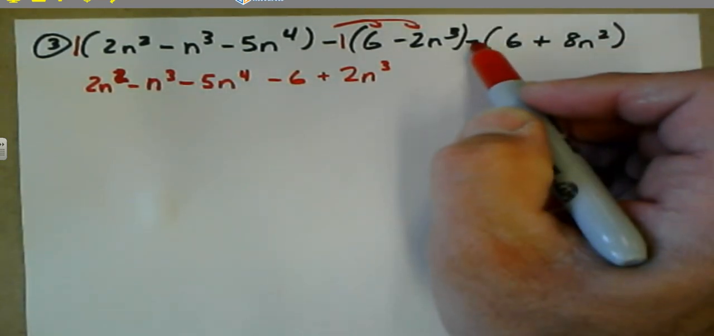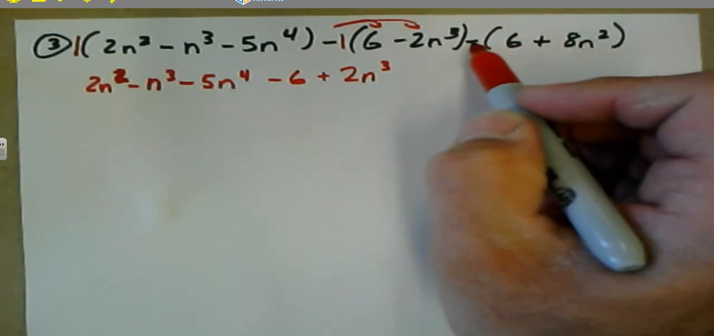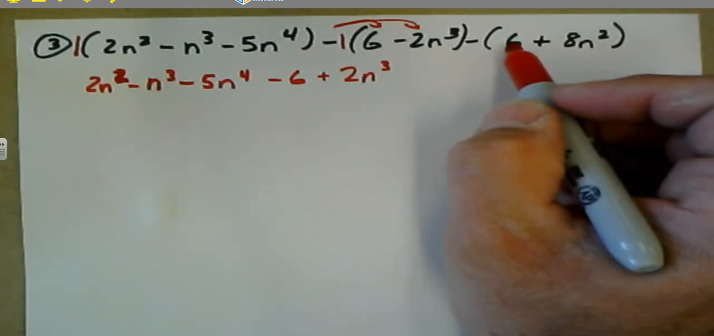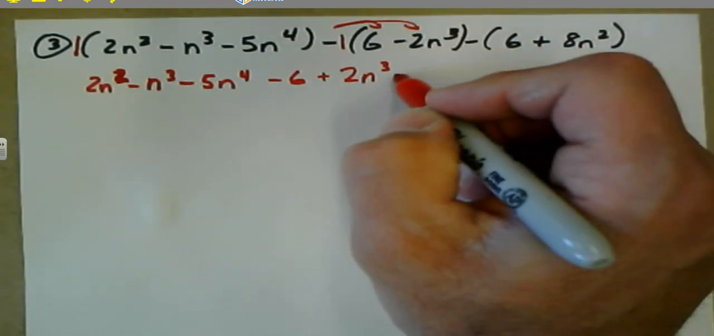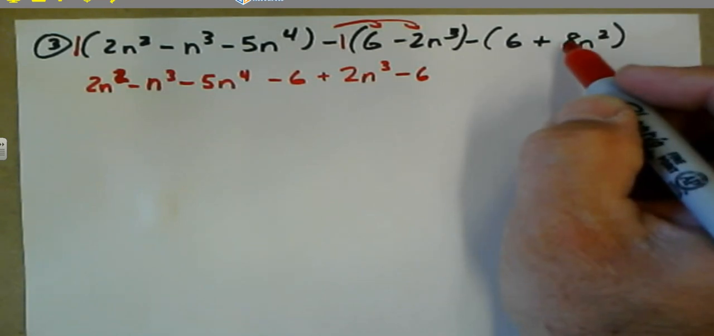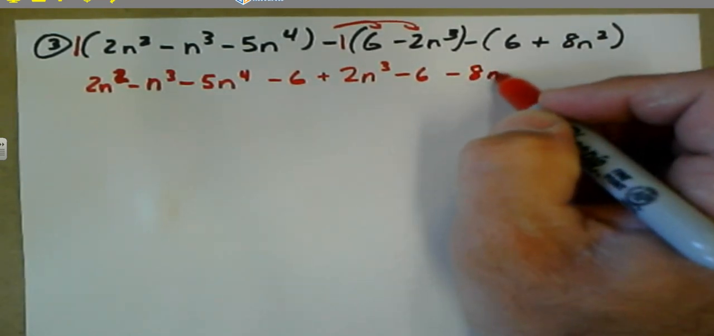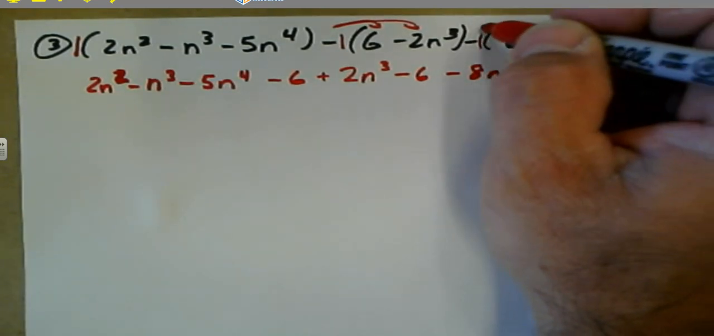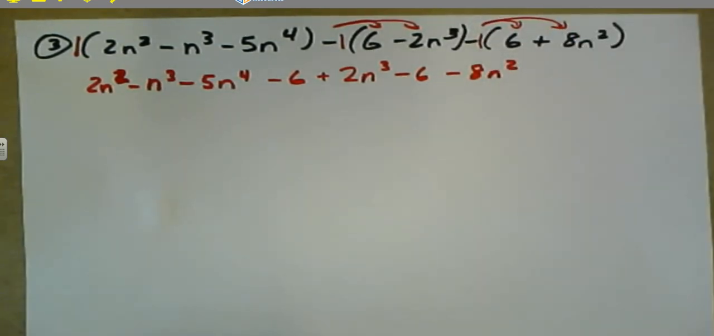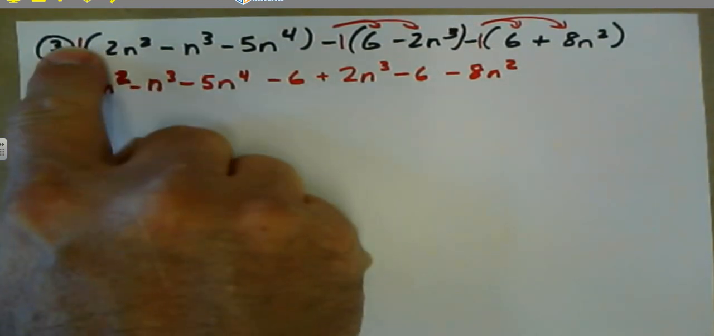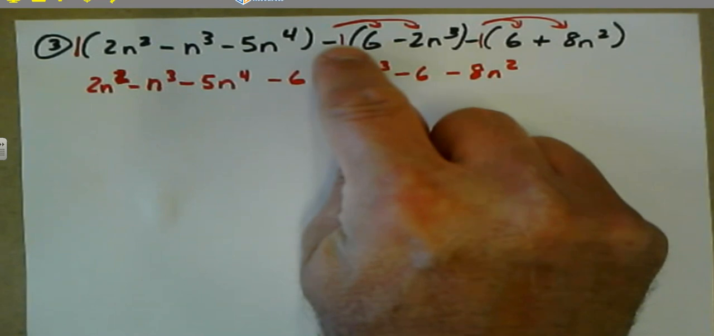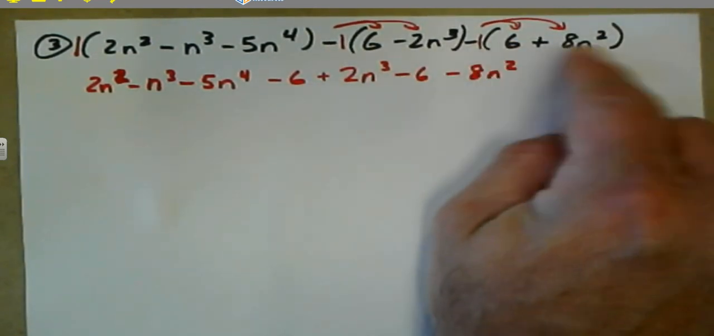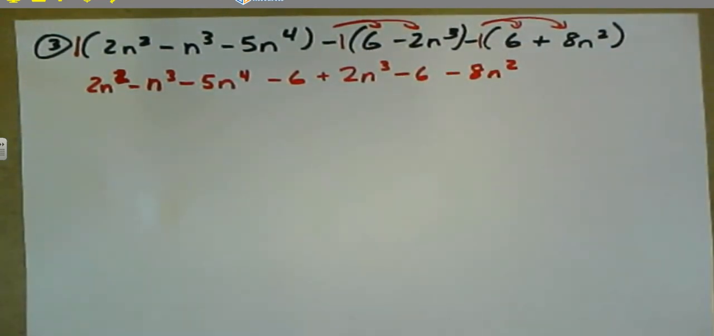Same thing here. That negative in front of this entire parenthesis says the opposite of each one of these. If this is a plus 6, this should be a negative 6. If this is a positive 8, it should be a negative 8n squared. All I did was change its signs because I am, in essence, distributing. The 1 means identity. Negative 1 means opposite. So all I did was change their signs.